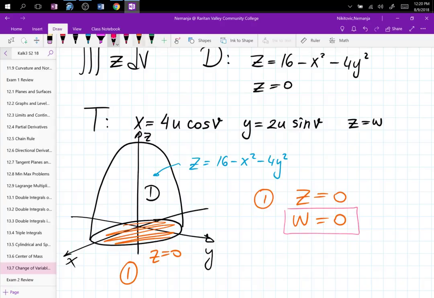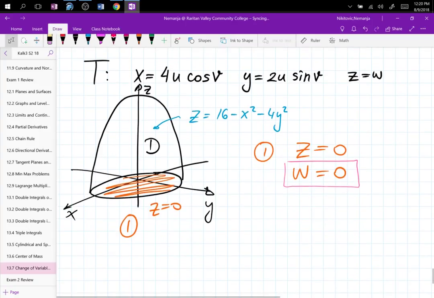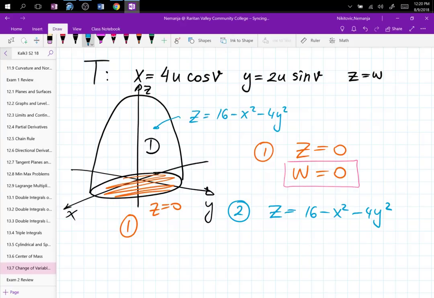And then I'm going to do the same thing for the blue now. Number 2 is z equals 16 minus x squared minus 4y squared. Guys, I'm going to replace x, y, and z from the transformation for x, y, z in the equation, and then deal with algebra. Z is w. There we go. 16 minus, instead of x squared, I have (4u cosine v) squared minus 4 times (2u sine v) squared.